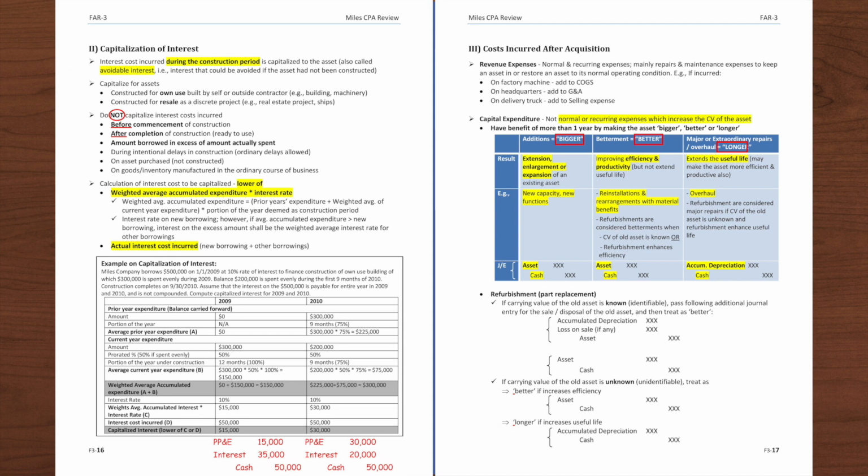Now, let's look at refurbishments or part replacements. Highlight: carrying value of the old asset is known or identifiable. In that case, you've got two journal entries. The first journal entry: write off the old part. The old part is now written off because it is being replaced. And the second journal entry: record the new part purchased.